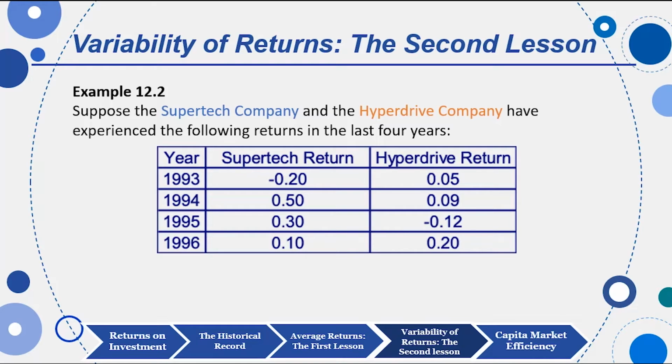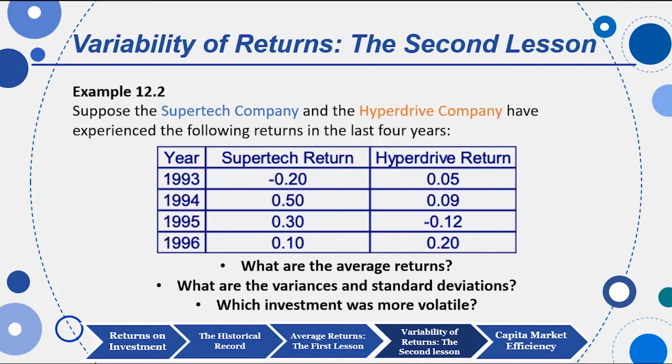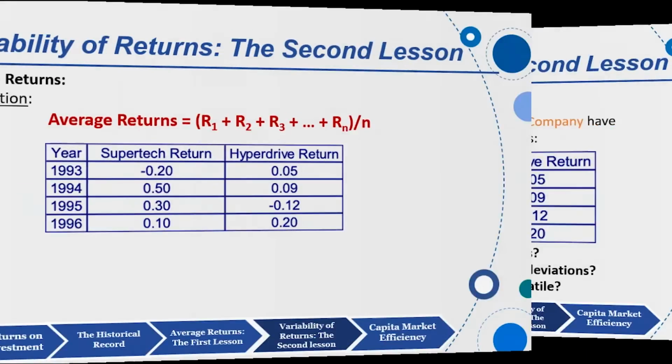And the first thing I do is change all these returns into decimals, work with decimals. So minus 0.2, 0.5, 0.3, 0.1 is step 0 of this 6-step process, of which there are 5 remaining steps. What are the average returns? How do I calculate the variance and standard deviation? And what kind of assumptions can I make about future returns once I have them? And which of these two stocks is more volatile? Whichever has the higher variance, higher standard deviation.